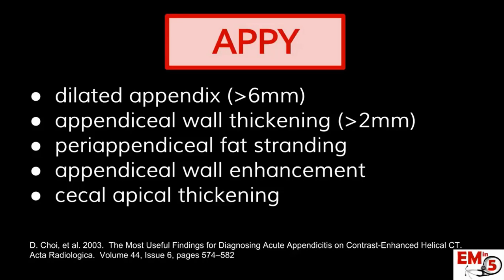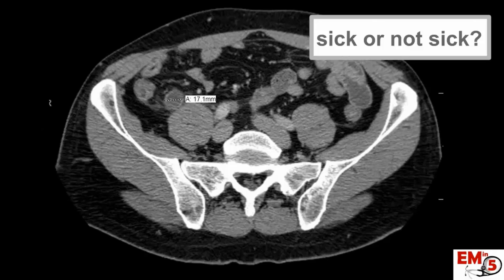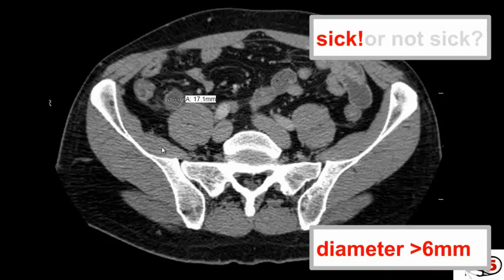The wall of the appendix should be enhanced, and maybe even the cecum will be a little bit enhanced or thickened. So let's look at some examples. In this patient, we've identified the appendix. We've measured it. It's 17 millimeters. What do you think? Is this patient sick or not sick? Good, so this patient is sick. The diameter is greater than 6 millimeters. In fact, it's 17. It's quite large.